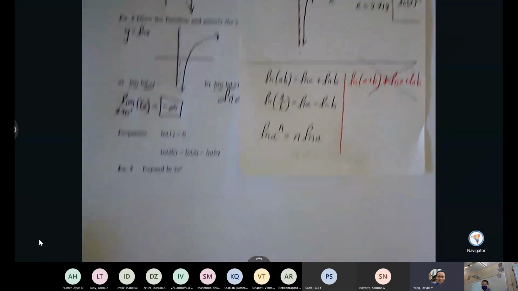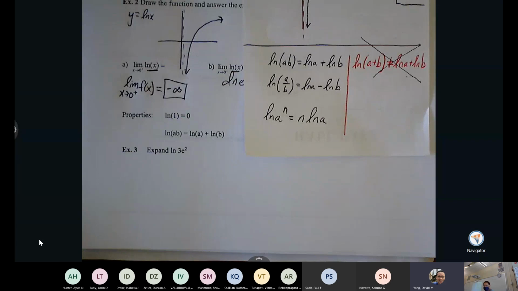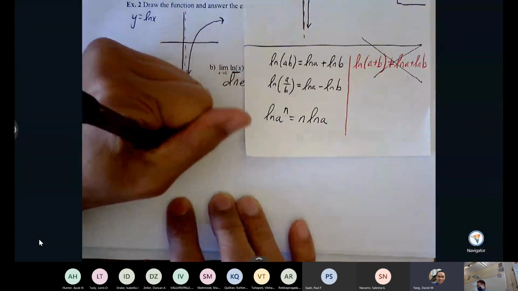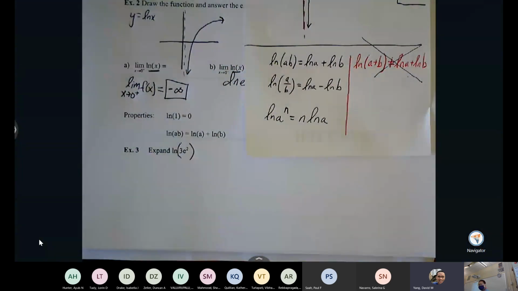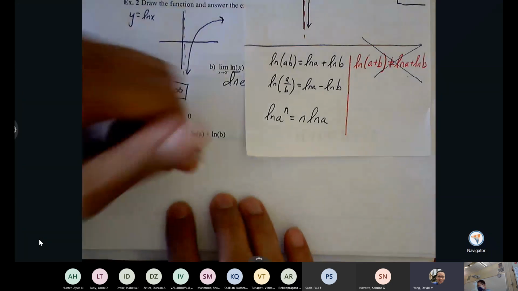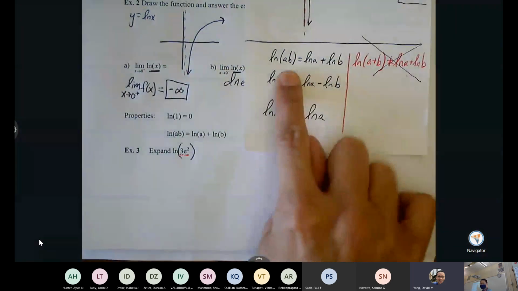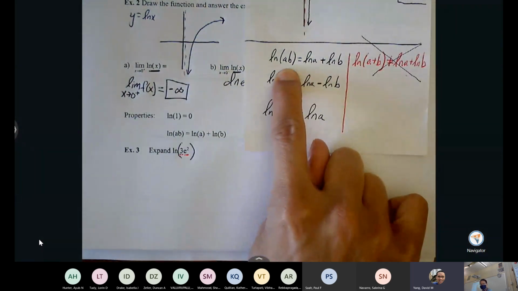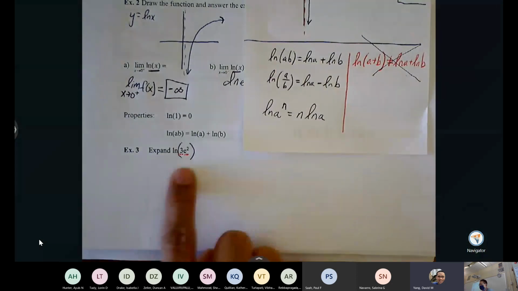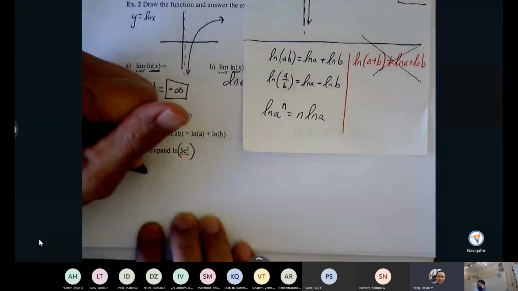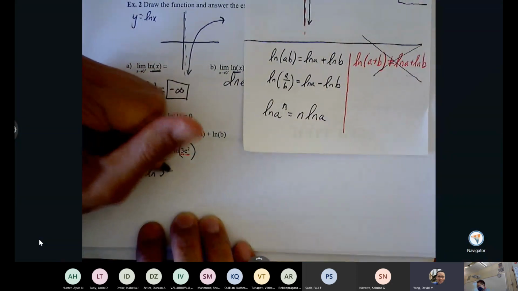So let's look at example 3. It says expand natural log of 3e squared. Do you see a property that we can use here? Yes, eventually we're going to use the power property, but I think there's a larger one that we can use first, and that's the product one. So how can I use the natural log of ab with this problem? So ln 3 plus ln e squared. Good.